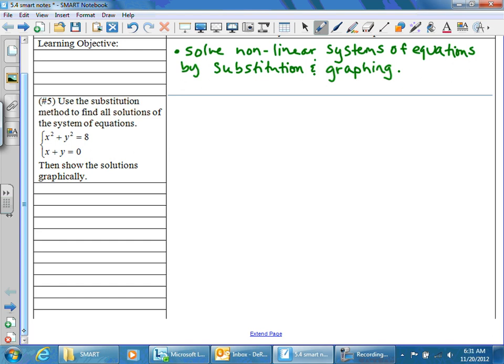So this first one says, use substitution to find all solutions of this system of equations, then show the solutions graphically. So we need to pick one of these equations and solve for one variable. Well, I don't want to solve for either of these top ones, the x squared or y squared, because when I square root, I'm going to get plus or minus. And that just makes it really difficult right now to start with. So I'm going to come down here and I'm going to solve for x. So I got x to be negative y. So now I'm going to go plug that into the other equation.